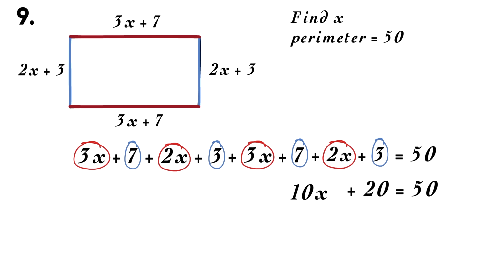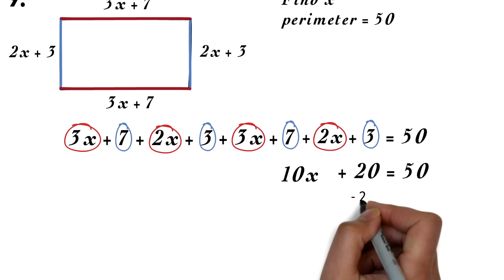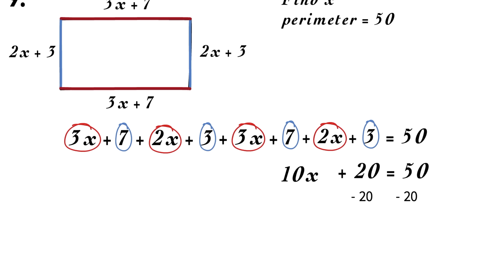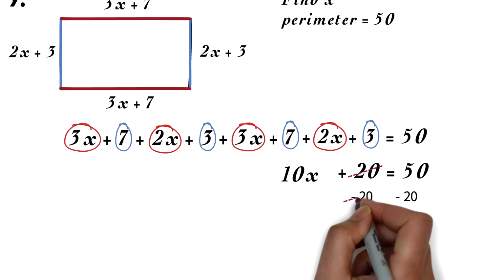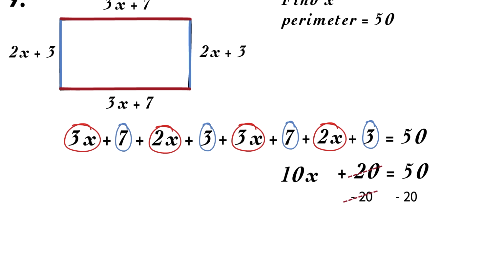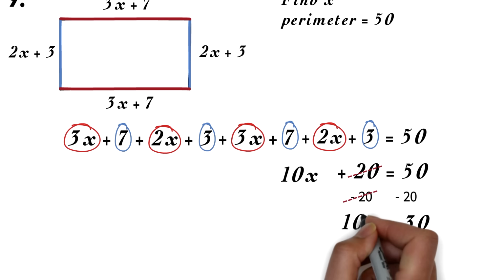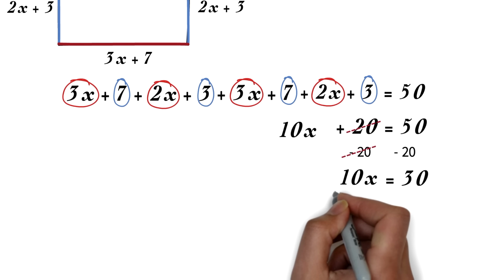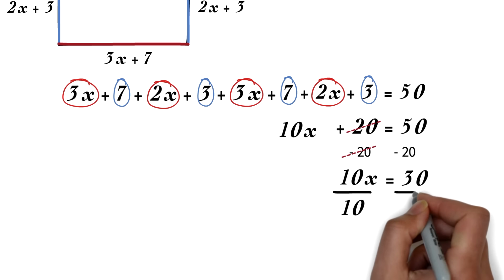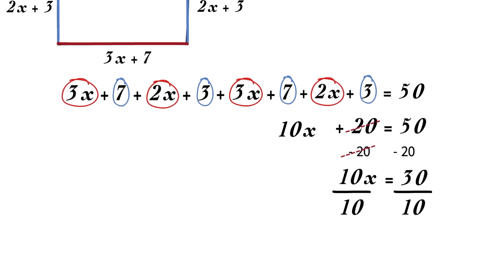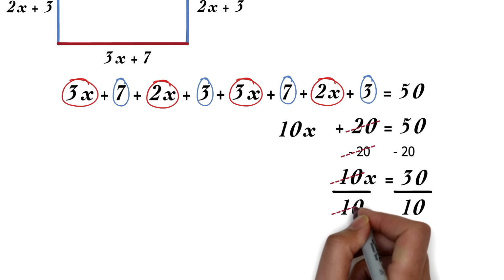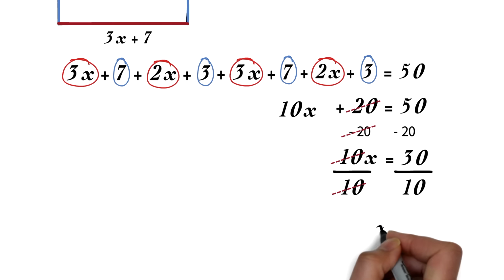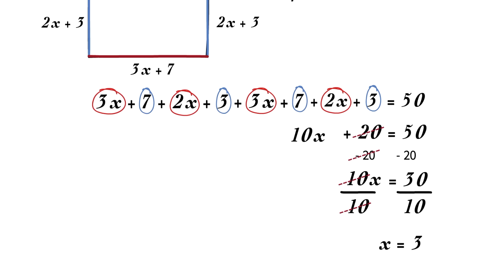We have a two-step equation here. Subtract 20 from both sides. The 20 will cancel out. 50 minus 20 is 30. Now we have 10x equals 30. We can divide both sides by 10. The 10 will cancel out. 30 divided by 10 is 3. So we have x equals 3.